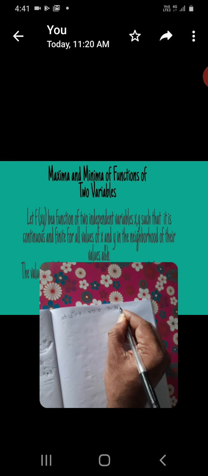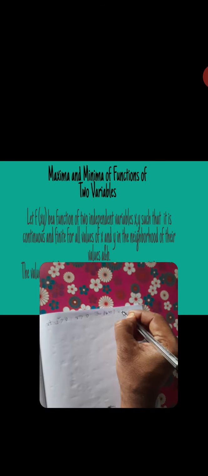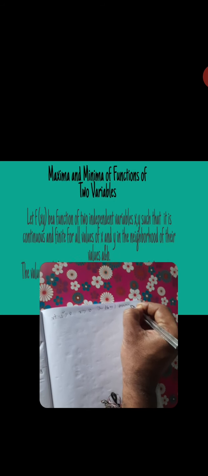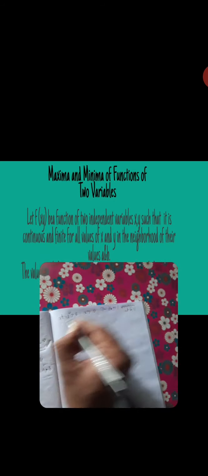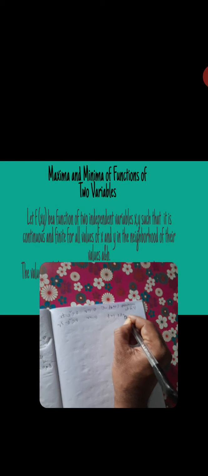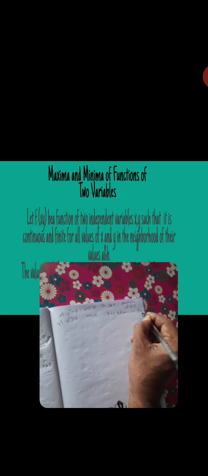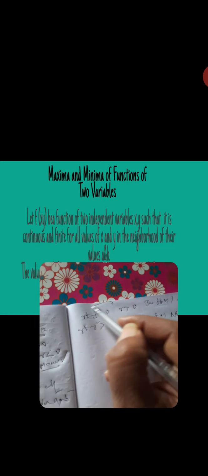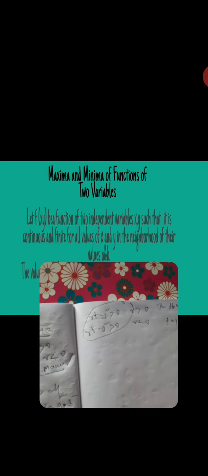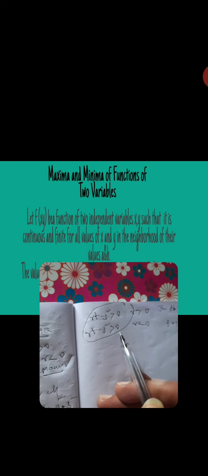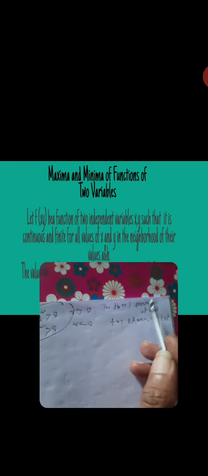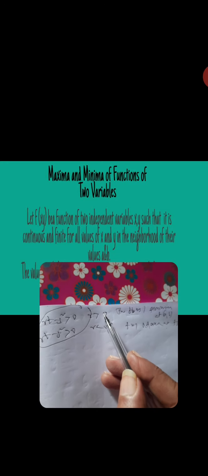Now, no confusion, please see. rt minus s square greater than 0 and r greater than 0: then the function f of x,y is minimum at the point (a, b). Similarly, rt minus s square greater than 0 and r less than 0: f of x,y is maximum at the point (a, b). In both cases, rt minus s square is positive.